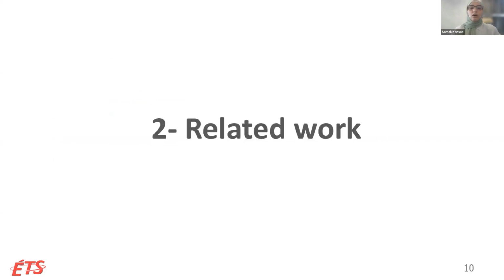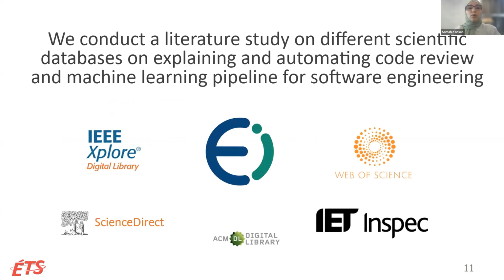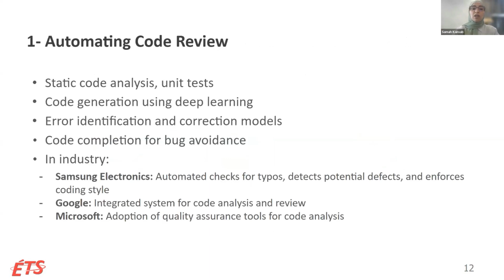So let's see now what the literature is doing till now on the code review. We conducted a systematic literature review on scientific databases to see what people are doing on code review, and also how they use machine learning pipelines for software engineering, or how they are using machine learning in general to improve the code review process. So here are the databases that we checked, and we explored more than 100 papers to see what people are doing in the literature. So, starting with the automation of the code review.